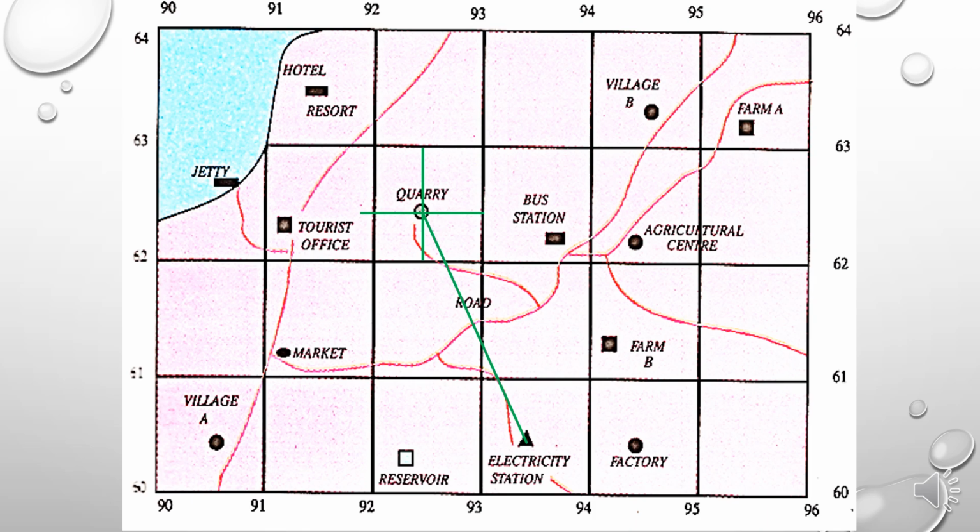To verify this, we place our 16-point compass behind the 4-point compass drawn through the quarry. And there it is, south-southeast, right on the point itself. So we can safely say then that the electricity station's direction from the quarry is south-southeast.